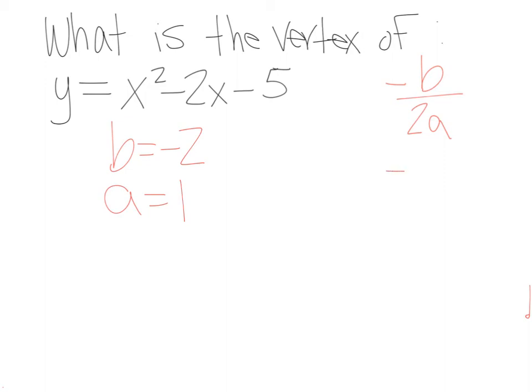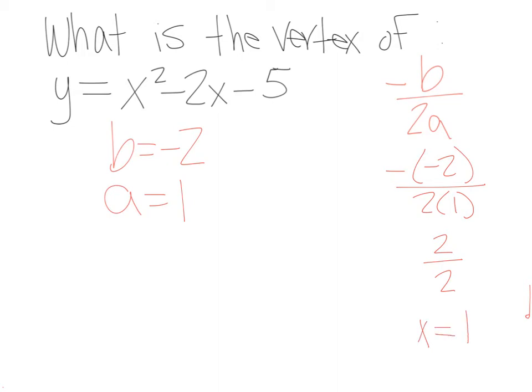I get negative 2 over 2 times 1. So my negatives on the top will cancel out to a positive 2. 2 times 1 will give me positive 2. So my x-coordinate of the vertex is going to end up being 1.